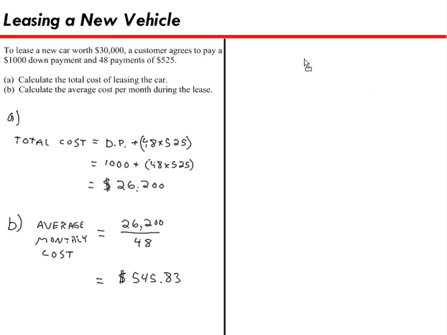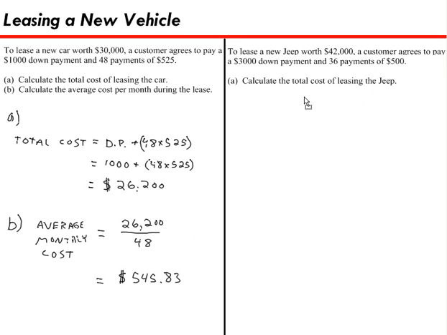Here's your practice problem. To lease a new Jeep worth $42,000, a customer agrees to pay a $3,000 down payment and 36 payments of $500. And in A, calculate the total cost of leasing the Jeep. And then in B, calculate the average cost per month during the lease. So try out A and B on your own using the steps I showed you, and I'll show you the solution when you're ready.